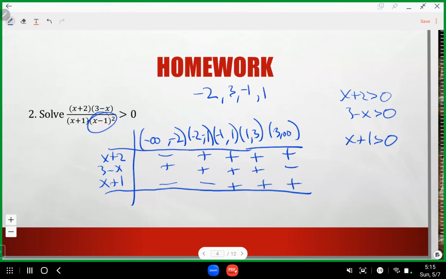So you should have gotten negative, plus, plus, minus, plus. So you should have gotten negative infinity to -2, union -1 to 1, union 1 to 3. So we're excluding those points that we don't need there. Okay.